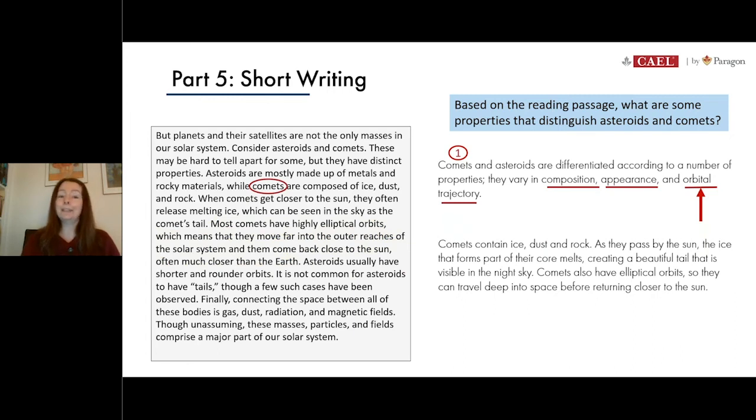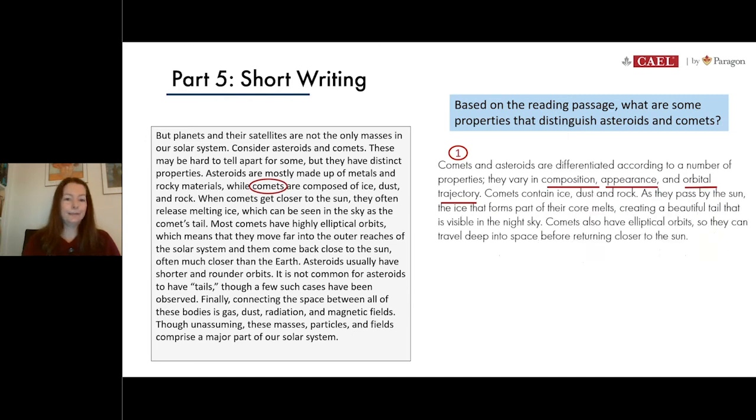So we have finished now talking about those three properties as they relate to comets. So we're going to add that into the draft paragraph. So the first half of our paragraph is now complete. So we're going to shift gears now and move on to the second object, talking about asteroids now. We're going to follow the same pattern though. We're going to first talk about the composition of asteroids, then the appearance, and then the orbital trajectory.